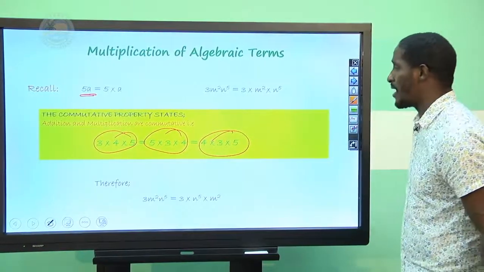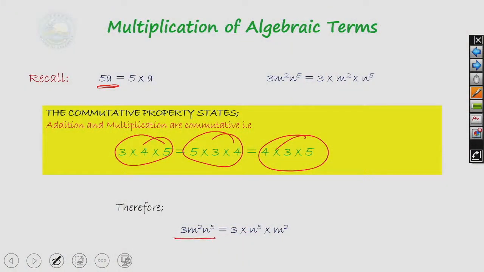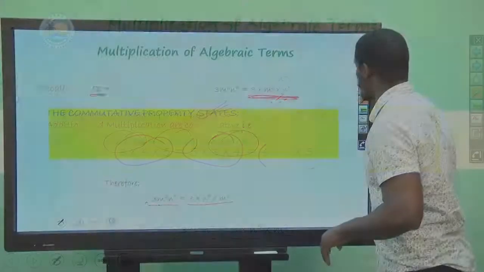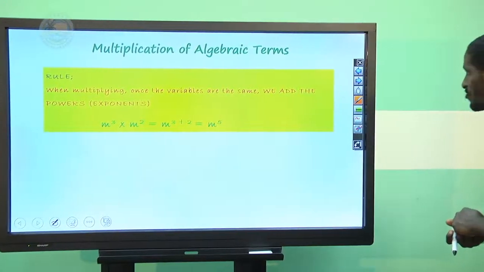Let's use that here for multiplication. So this term that we have here, 3m squared n fifth, is the same as 3 multiplied by n fifth multiplied by m squared. Before we saw it was 3 multiplied by m squared multiplied by n fifth. But we are saying, utilizing the commutative property, 3m squared n fifth is also 3 multiplied by n to the power 5 multiplied by m squared. Utilizing that, let's see if we can use that as we do some multiplication of algebraic terms.